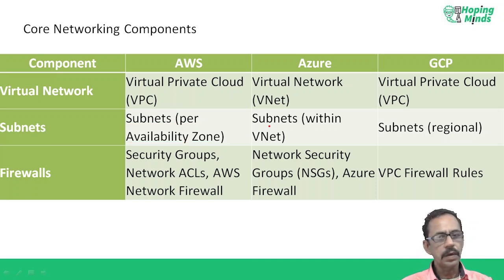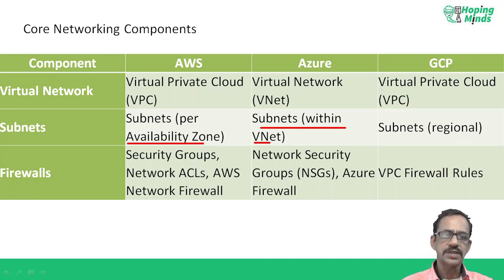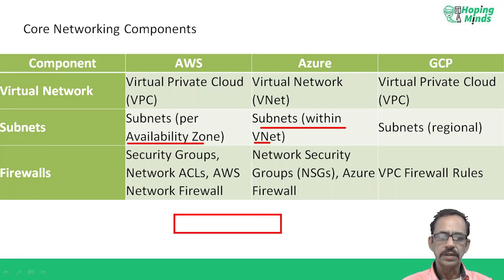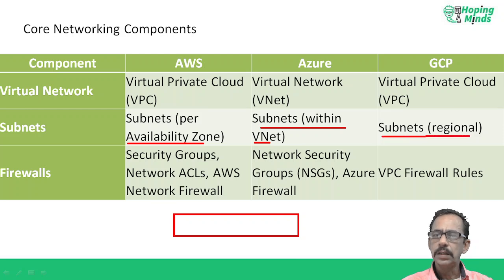In case of Azure, it's the same: a subnet within a VNet. The name is different, but the purpose is the same: creating a big network, setting up a big network. In GCP it is also called a subnet, but at the region level. Same thing: here we call it availability zone, a big region. VNet is the same thing, and region is also the same thing.